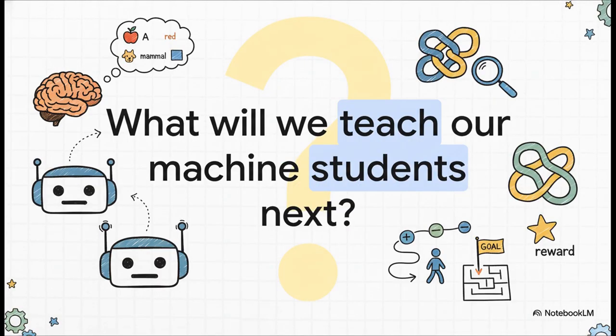So from having all the answers laid out to finding patterns in chaos to just learning from success and failure, these are the fundamental ways we are teaching machines to think. And it really does leave you with a fascinating question, right? We know how to teach them, and the machines, our students, are getting smarter every single day. So the only real question left is, what will we challenge them to learn next?